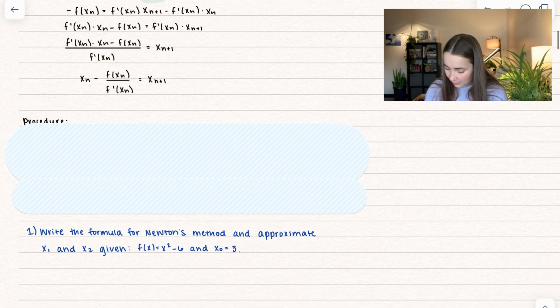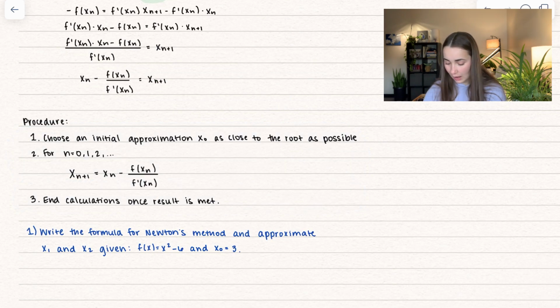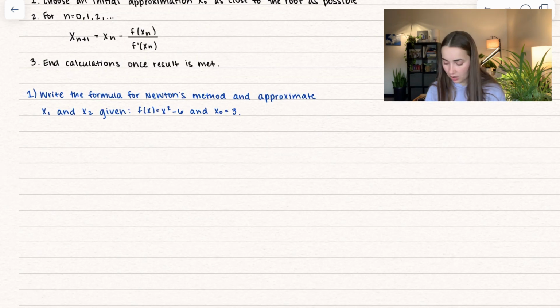So let's go ahead and talk about the procedure. Here we have it all officially written out. So we choose an initial approximation that's close to the root, not exactly equal to the root. And then for all of those n values, as you go down, you find more and more x values. We use that formula that we just found. And then we end the calculations once the result is met. That might seem really abstract right now. Let's go ahead and see a concrete example.